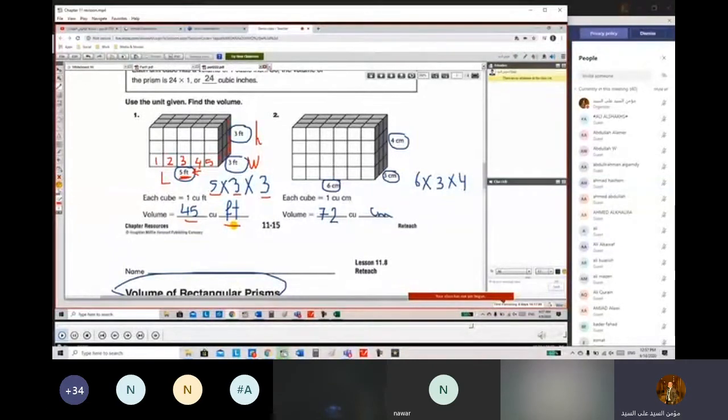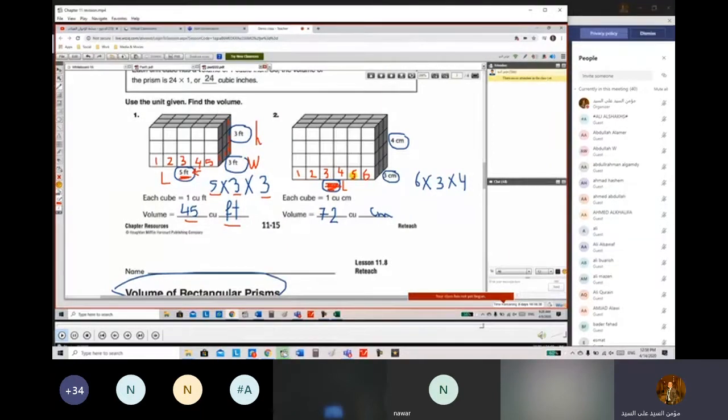The next one we have 6 centimeters as length. You can use the number of cubes here because we have 1, 2, 3, 4, 5, 6. We have 6 cubes here, so we can write it 6 centimeters. So if we don't have this number, we can get it with the number of cubes. After that, we have the 3 as width and 4 as height.